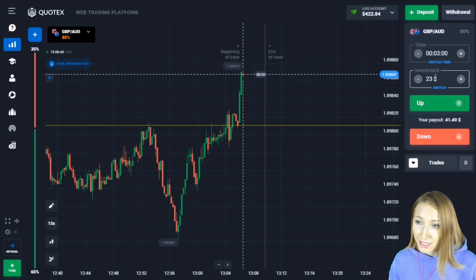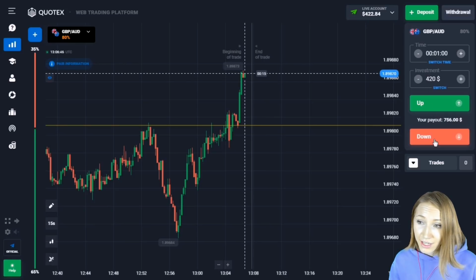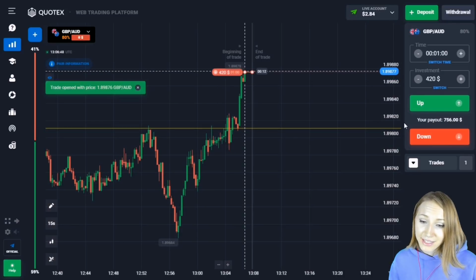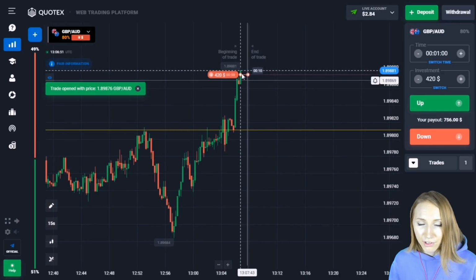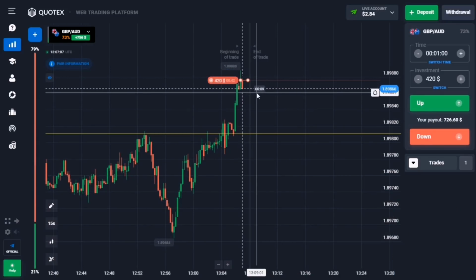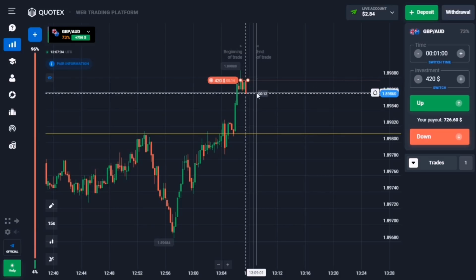So right now the price is slowing down, so let's open a trade for 1 minute with down. I think that there will be a small pullback down, and this time will be enough for this.